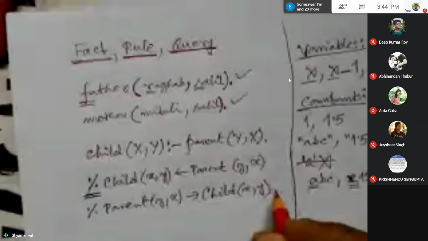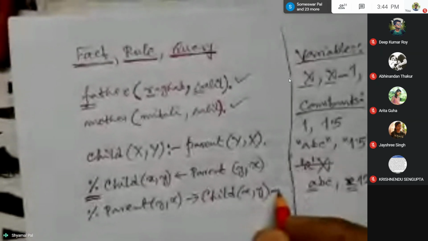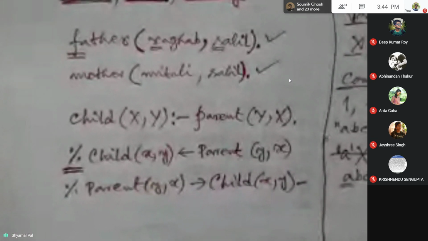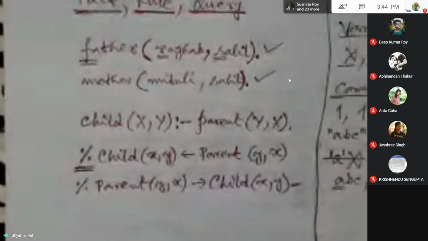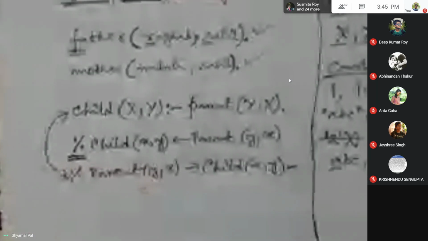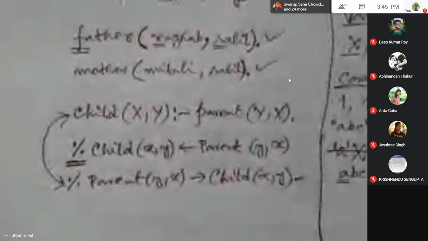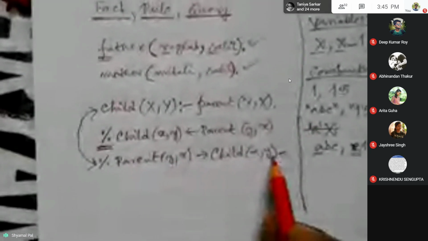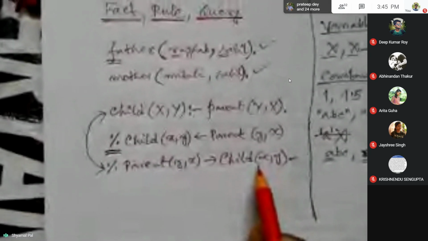Now you may put comma, full stop or not. I'm ignoring the full stop for the time being. So parent y comma x is nothing but child x comma y. Now relate these two. That is, if y is the parent of x, then x is child of y. So now which one is being derived from which one? So these are the rules. That means the child relation can be derived from parent.